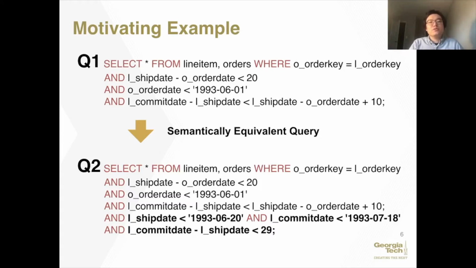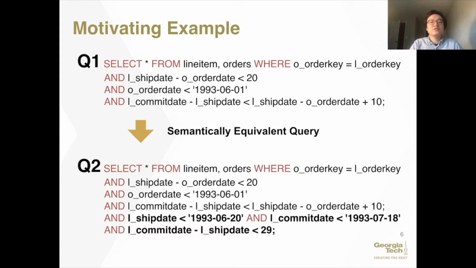However, we can also rewrite this query to another semantically equivalent query, Q2. The only difference between Q1 and Q2 is that Q2 has three additional predicates. All of these three additional predicates can be inferred from the original predicates. For example, one of the additional predicates is ship date happens before 1993 June 20th. This is inferred from the predicate that ship date minus order date is less than 20 days, and the order date happens before 1993 June 1st.